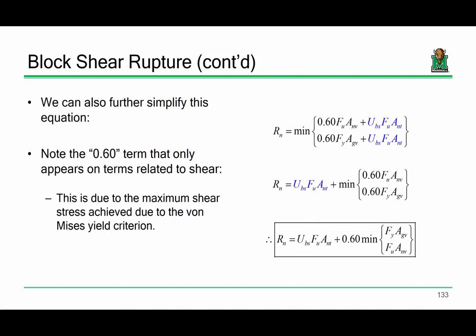And remember the 0.6, that comes from the von Mises yield criterion. The idea is that in normal stresses, it yields when the stress hits Fy. But under shear stresses, it yields when the stress is about 0.577 Fy. And so the folks who wrote the spec said, just call it 0.6. Close enough for government work.